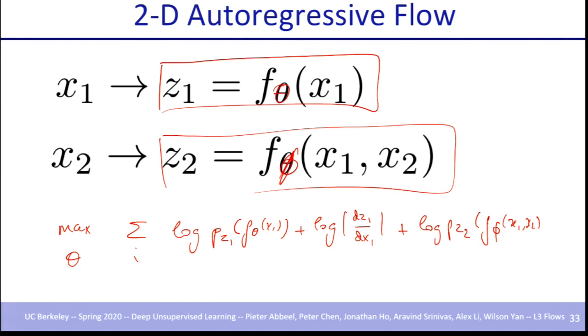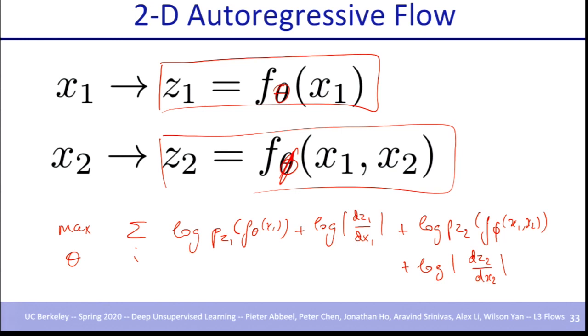Why also x1 here? Because you want to be able to condition. You want to have a conditional distribution. You don't want x1 and x2 to be considered independent. So you want to be able to condition on x1 also when you do this flow, f of x1 and x2, plus log absolute value of dz2/dx2 over here. And so that would be your objective again.